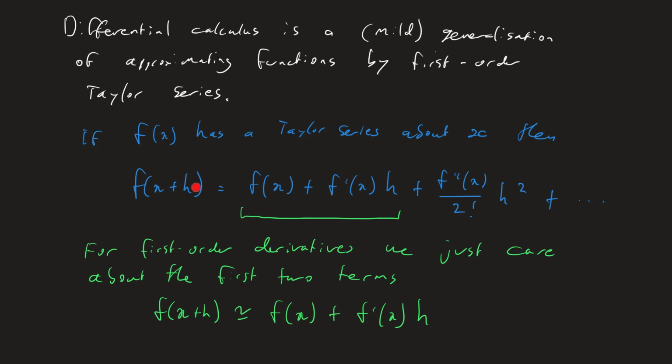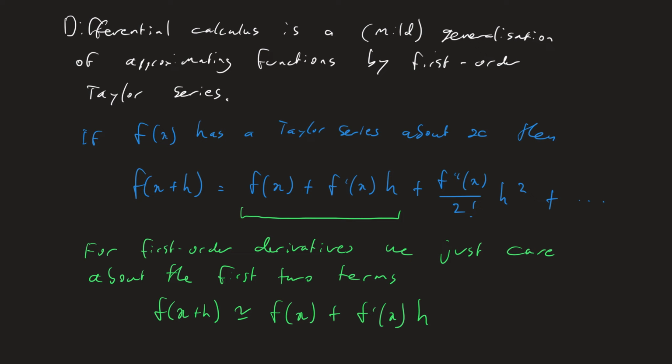Previously we just looked at a Taylor series about the origin, but we can look at a Taylor series about any point x simply by writing our function as f of x plus h, where x is the point where we care about and h is a small perturbation, a small number left to right of x, so to speak.